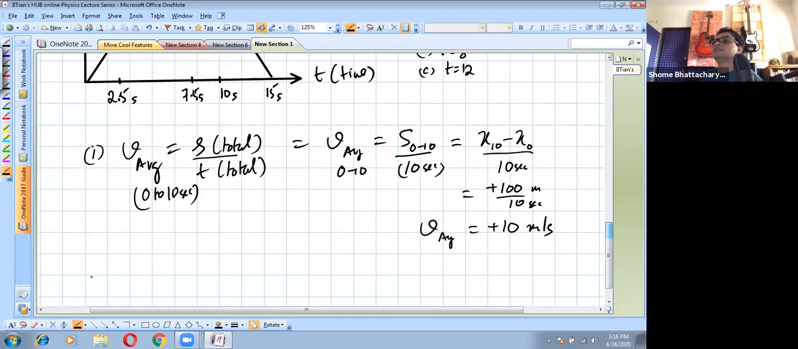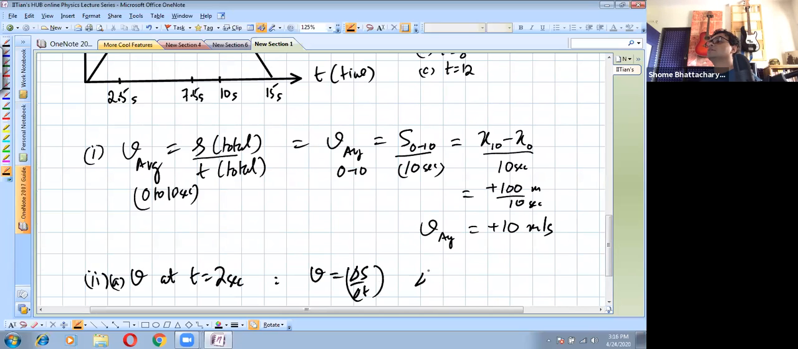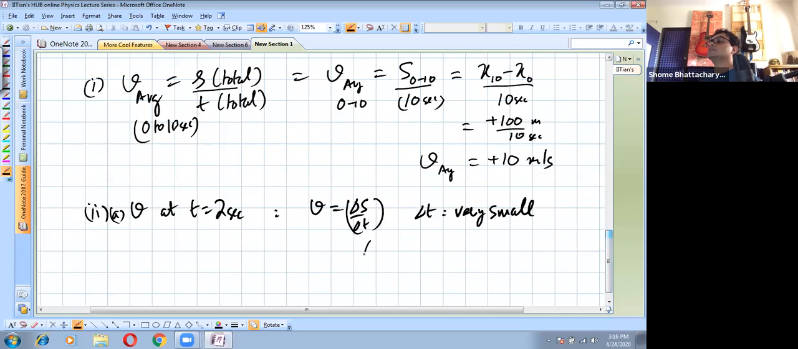Alright, now next thing we want to find out is the instantaneous velocity at t equal to 2 seconds. So as you know, the instantaneous velocity is displacement upon time for a small interval of time, delta t being very small. So in terms of graph, what is it? It is the slope of the graph of position versus time at that particular instant.